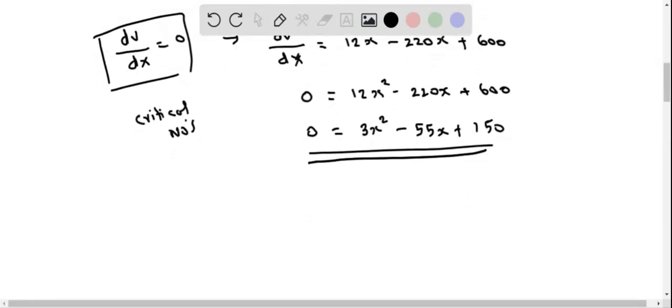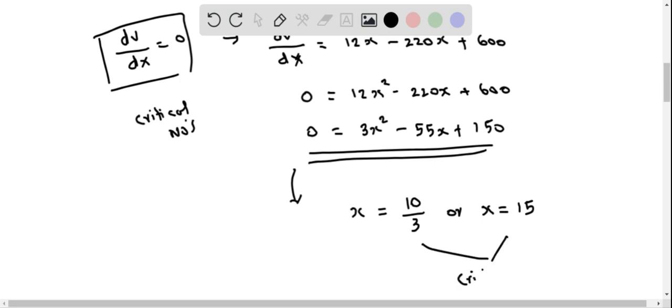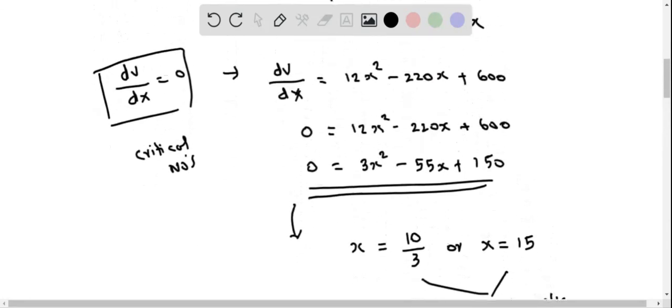You can use the quadratic formula, and when you solve this using the quadratic formula, you get two values for x. That is, one of the values is x equals 10 by 3 or x equals 15. So basically these two values are the critical numbers of the volume function. We know how to determine if these critical numbers are giving a maximum volume or minimum volume. So for that we need to do the second derivative. So let's find the second derivative of the volume function.